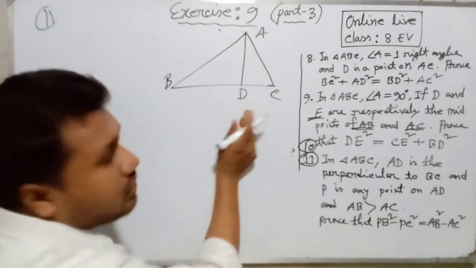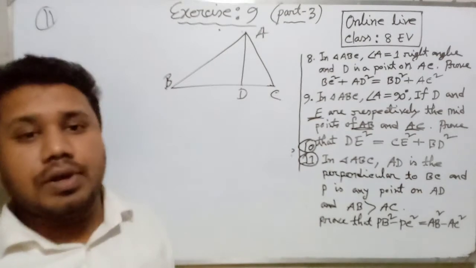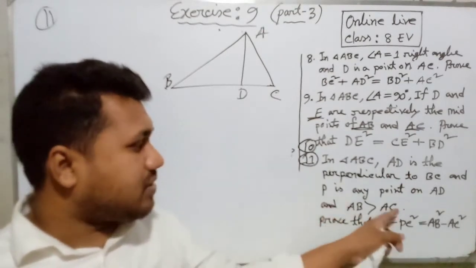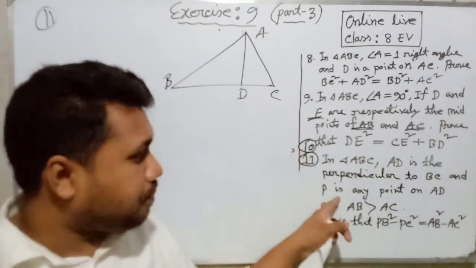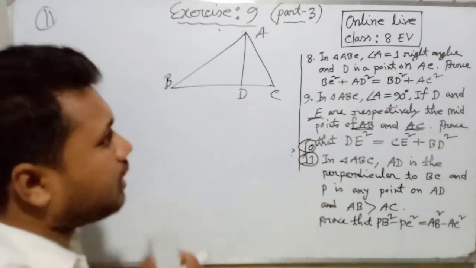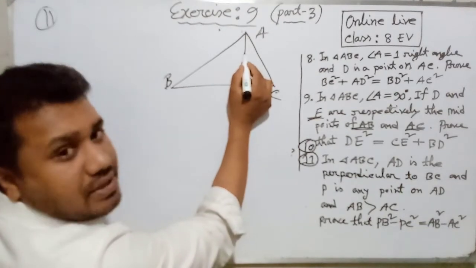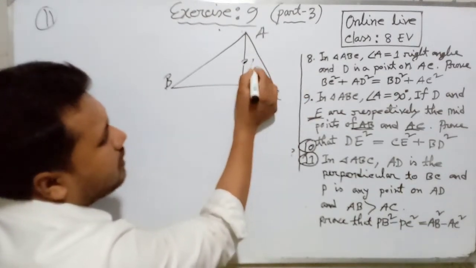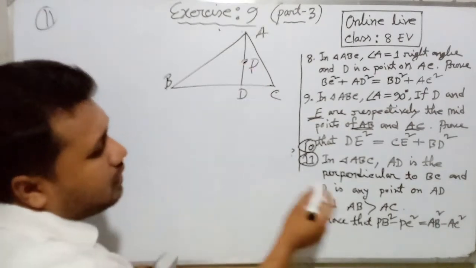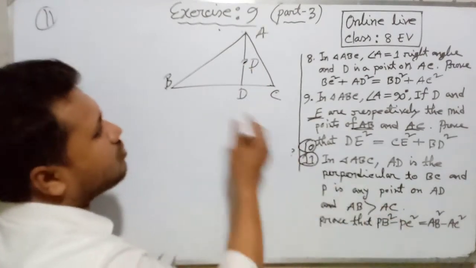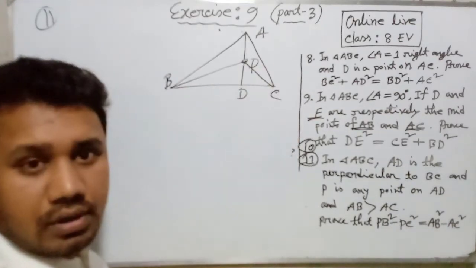this is D. Look, this is our D. So AD, this is the perpendicular on BC. And P is any point. Suppose this is P, because P is any point. Clear? So now we have to prove that PB square minus PC square. So we need to connect PB and PC.